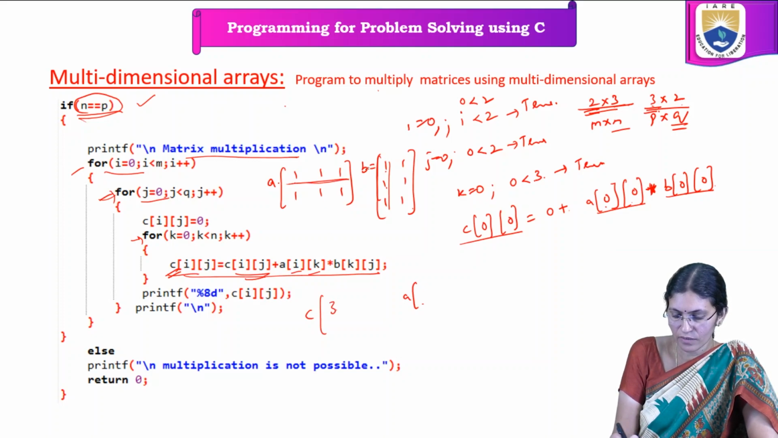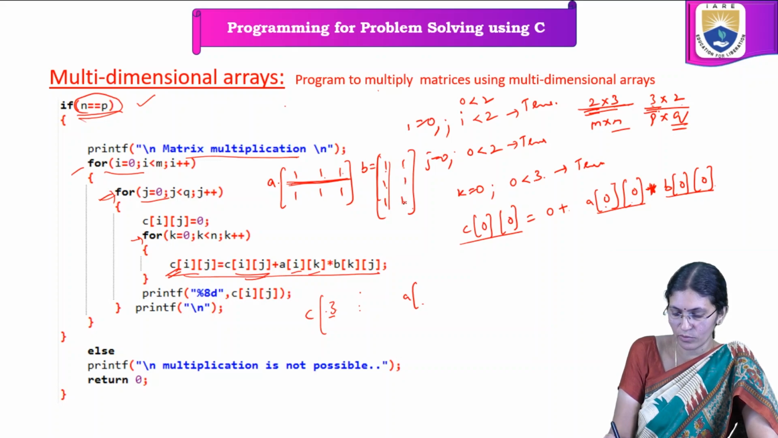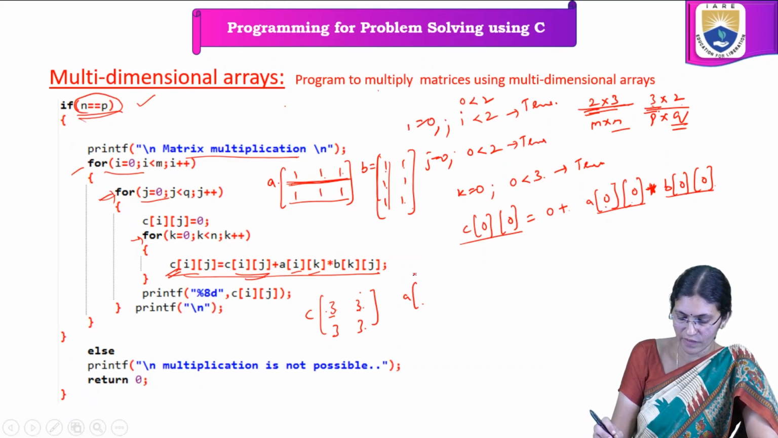Now similarly, the first row, first column element is 3. The first row, second column will be, this is how you can do it: 1 into 1 plus 1 into 1 plus 1 into 1. That is equal to 3. Next, the second row and this one. So this should be the output. Matrix multiplication, this is the output.